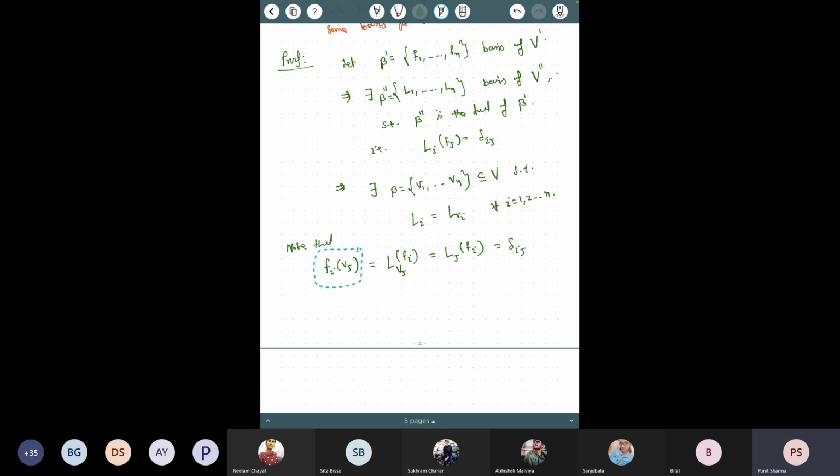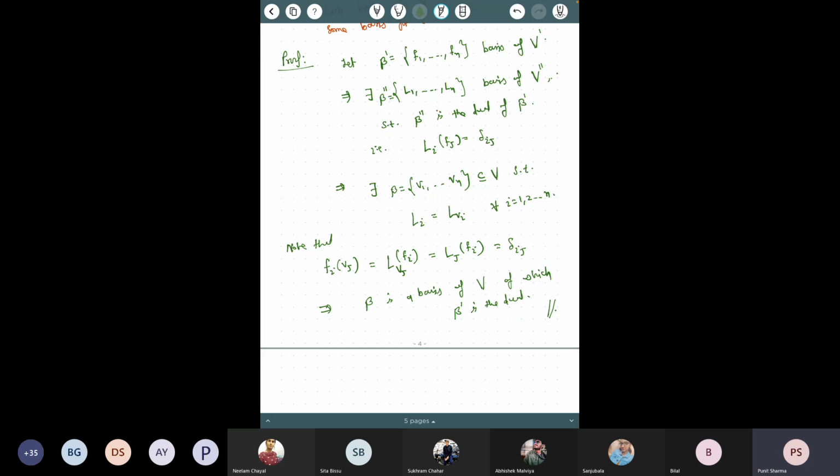So now I'm writing that this implies that B is a basis of V, of which B dash is the dual, and we are done. Now the last statement, you justify why this is true. Can we say from here that B is a basis?